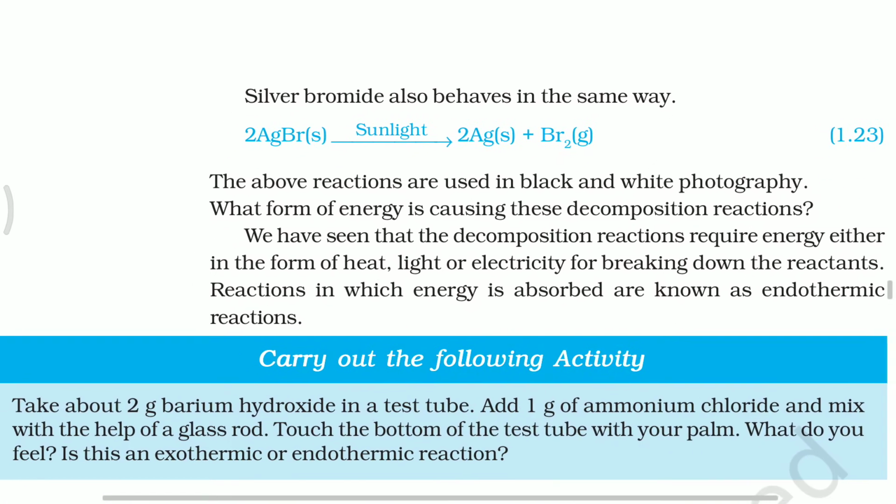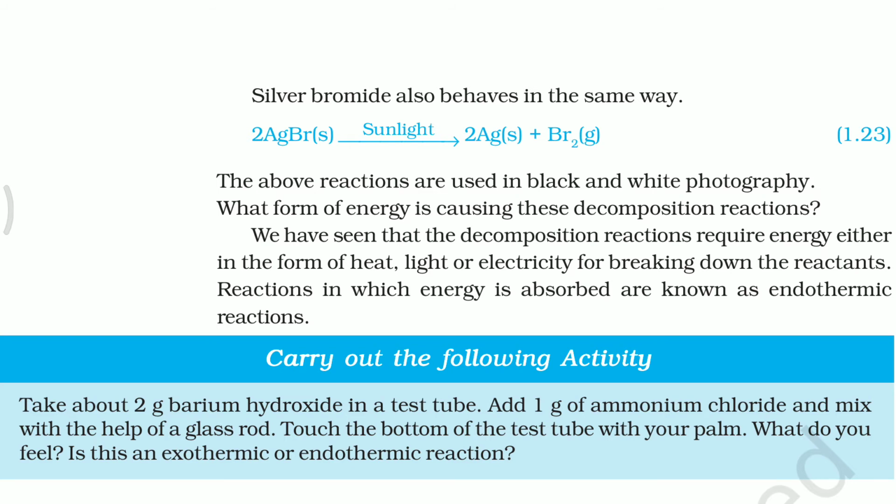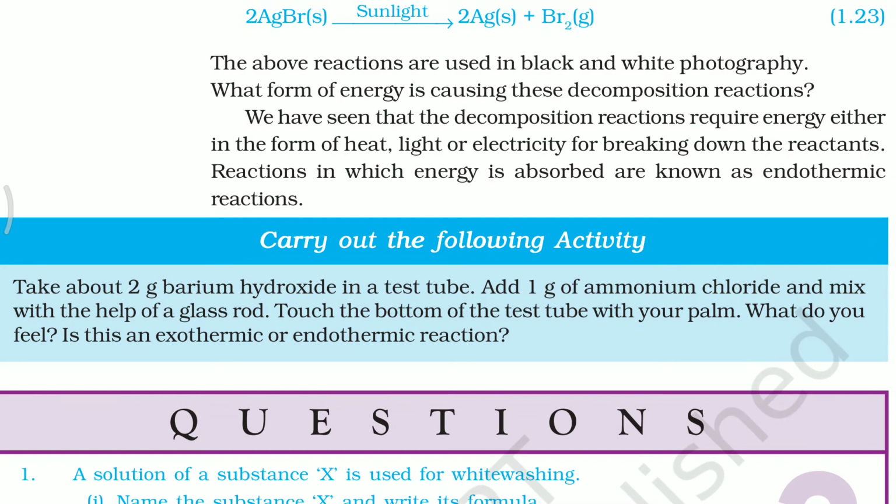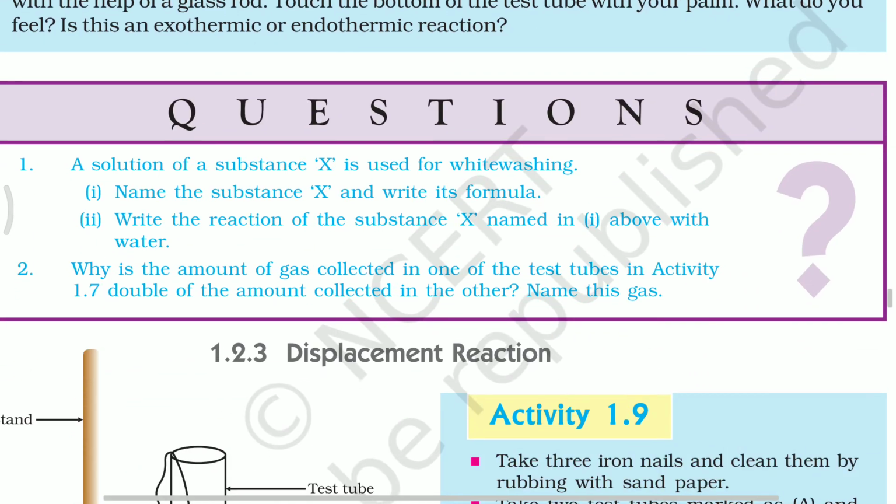So we can also do it with silver bromide. This reaction is generally used in black and white photography. So silver bromide decomposes into silver and bromine. The camera films are generally coated with silver bromide. Whenever sunlight falls on it, photochemical decomposition takes place. It divides into silver and bromine. Okay, so silver and bromine. This is about decomposition reaction.